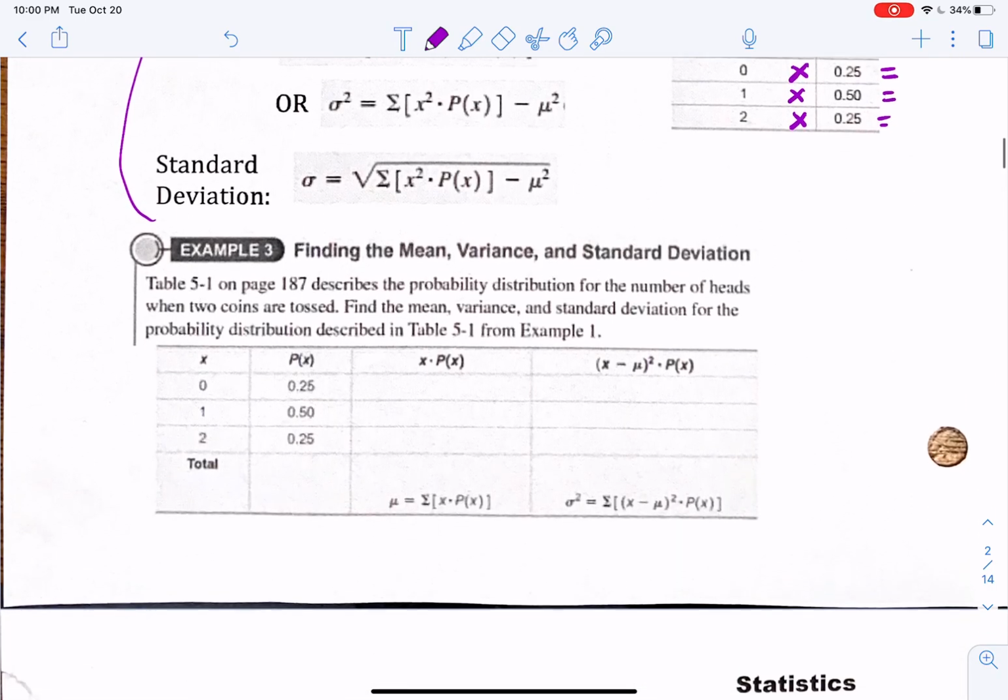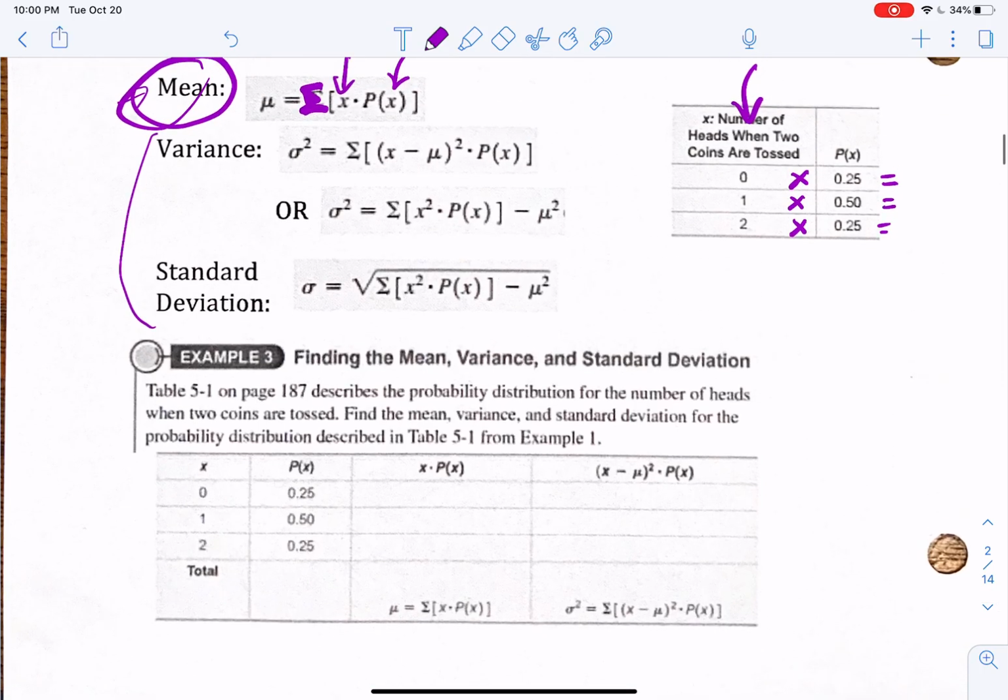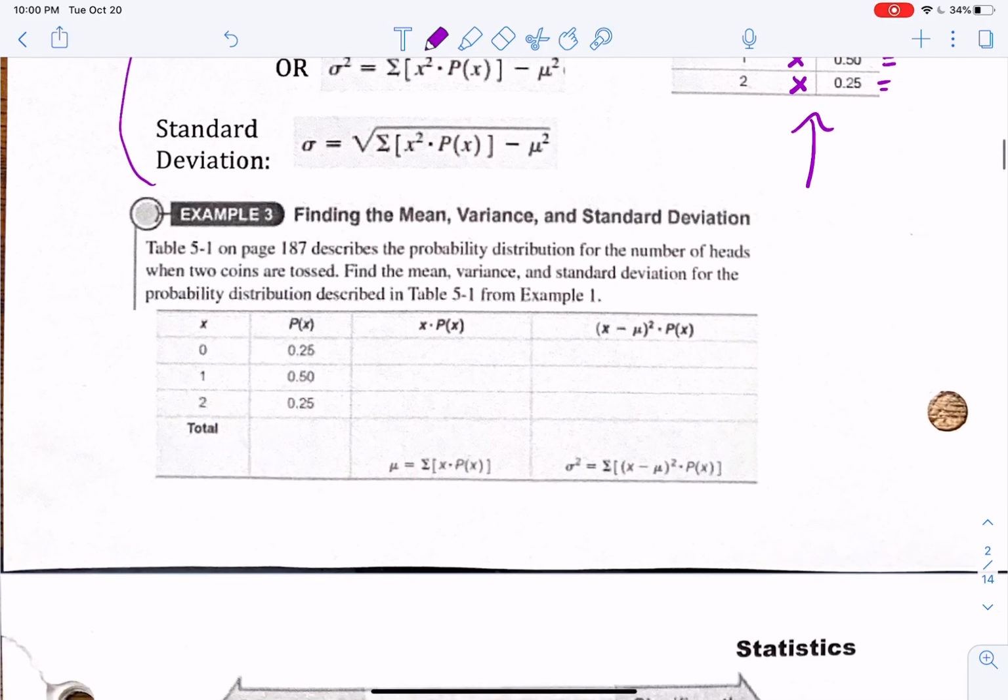Okay, so they're going to have us do that down here for this data set. So 0 times 0.25 is just going to be 0. 1 times 0.5 is 0.5, and 2 times 0.25 is going to be 0.5, and if I add all of those up together, my total is 1, okay?